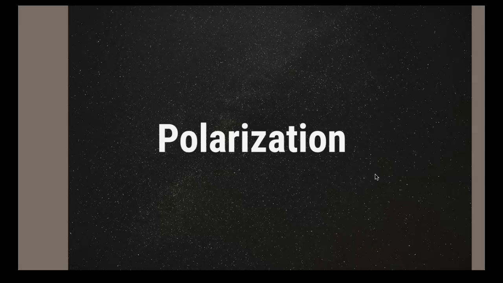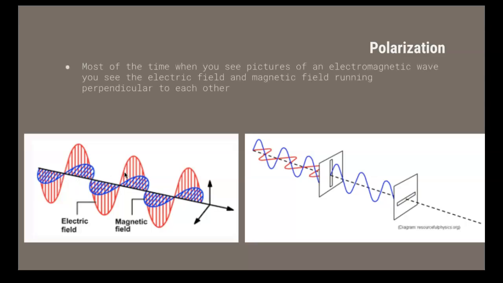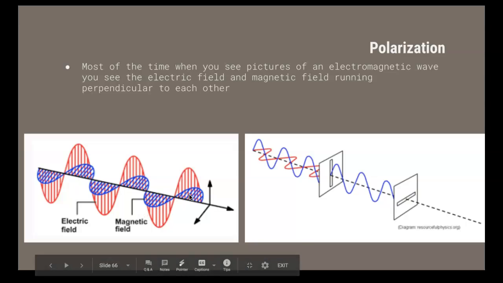Polarization is a little bit different than the other ones. So remember that when we're looking at electromagnetic waves, we have an electric field and a magnetic field. And normally we talk about them traveling perpendicular to each other. So the magnetic field will be traveling like in and out of the page, and the electric field would be traveling up and down. So they're perpendicular to each other.